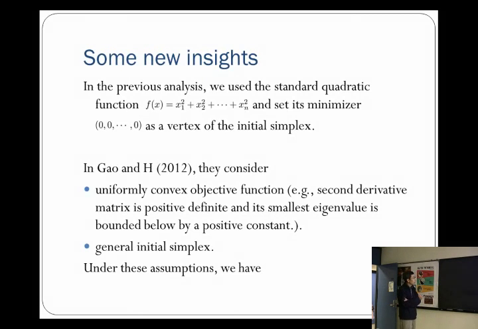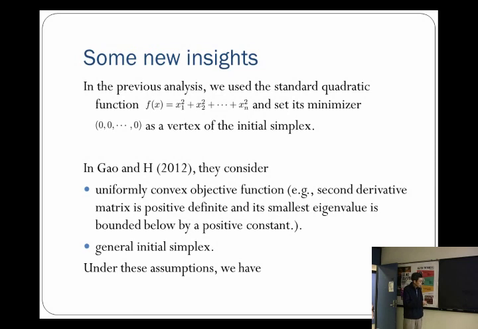So recently we relaxed these two assumptions. Basically we consider the objective function to be uniformly convex. Think about a function whose second derivative is positive definite, and its smallest eigenvalue is bounded below by a positive constant. In that case, we have a uniformly convex function. This one is, of course, uniformly convex, but we have many more. And we start with an arbitrary initial simplex.